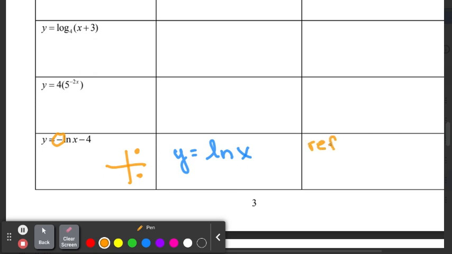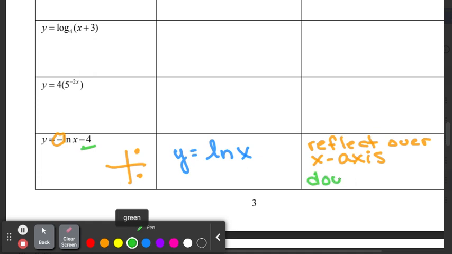So I'm going to write reflect over x-axis. And then the last thing, a minus 4 at the end. It's not in parentheses with the x. It's just hanging out at the end of the right side of our equation. So we're just moving down 4. We're subtracting 4 from the y value.